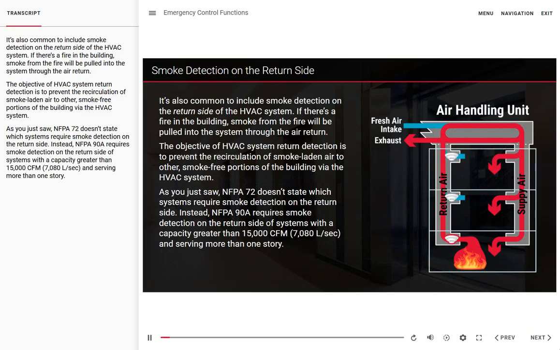It's also common to include smoke detection on the return side of the HVAC system. If there's a fire in the building, smoke from the fire will be pulled into the system through the air return. The objective of HVAC system return detection is to prevent the recirculation of smoke-laden air to other, smoke-free portions of the building via the HVAC system. As you just saw, NFPA 72 doesn't state which systems require smoke detection on the return side. Instead, NFPA 90A requires smoke detection on the return side of systems with a capacity greater than 15,000 cubic feet per minute, or 7,080 liters per second, and serving more than one story.